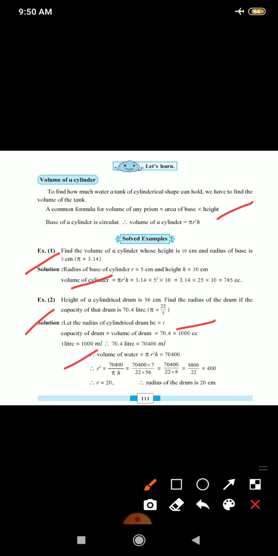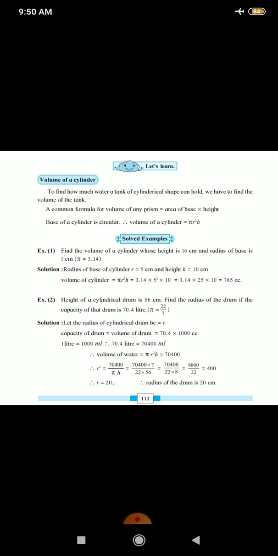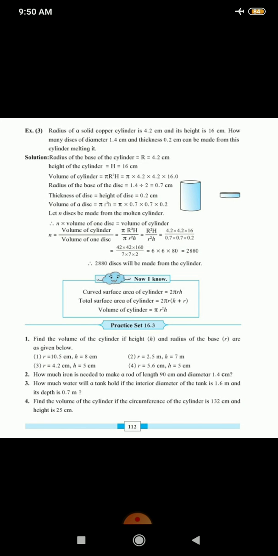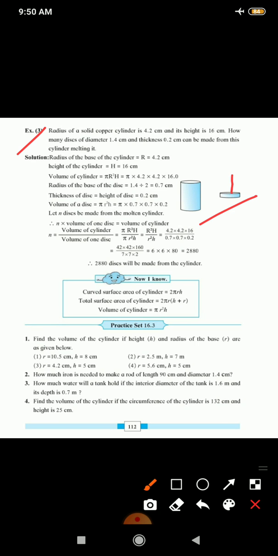I hope you have followed this problem. Now, let us go to the next page. Okay, let us study about the next example. Third one, radius of a solid copper cylinder is 4.2 centimeters and its height is 16 centimeters. How many discs of radius 1.4 centimeters and thickness 0.2 centimeters can be made from this cylinder, melting it? So like this, from the cylinder you have to make these discs.